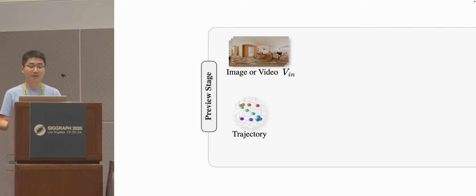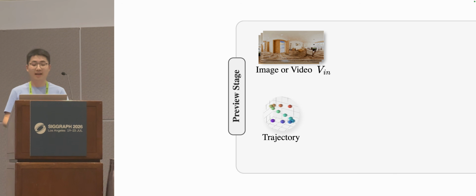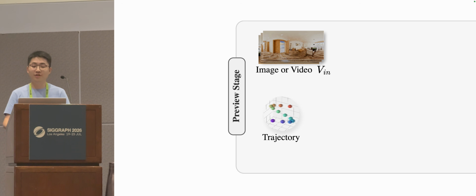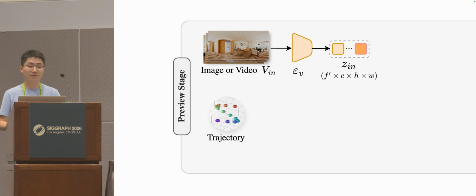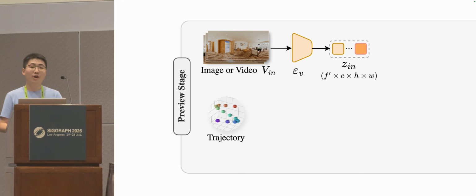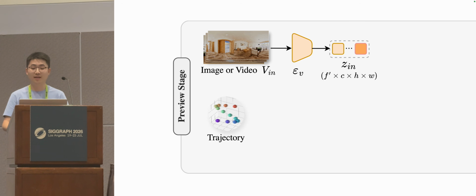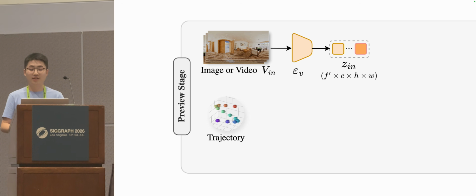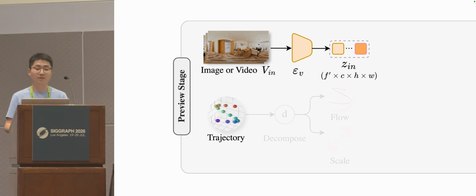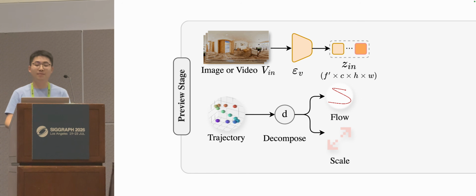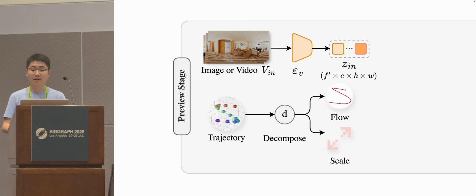It has two inputs, your visual input and the camera trajectory. The visual input first passes through an encoder into a latent. We concatenate that latent frame by frame with the video we are generating. The second input is the trajectory. Our idea is not to feed in the raw trajectory, but to decompose it into two independent parts, flow and scale.